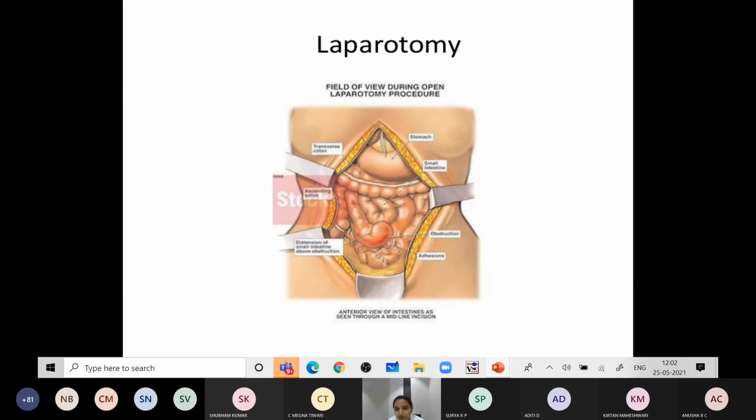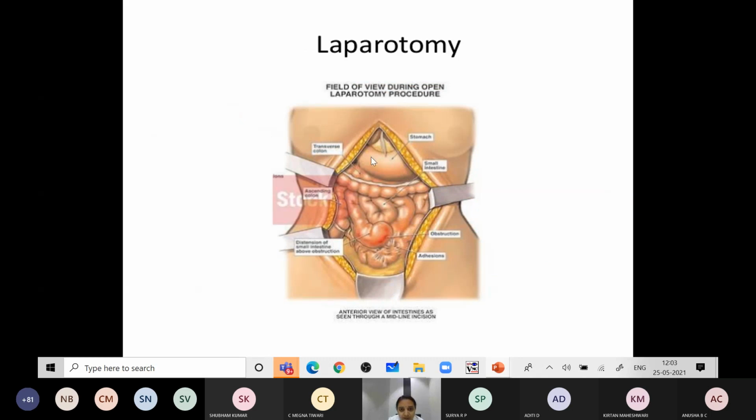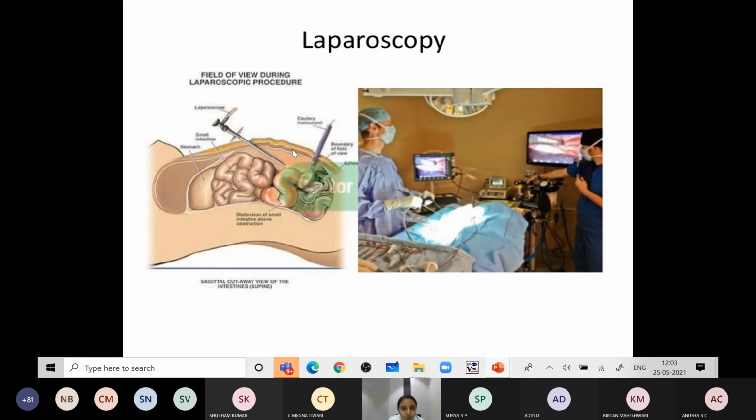Laparotomy. Laparotomy is opening the abdominal wall to treat some abdominal pathologies. That is, opening the anterior abdominal wall is laparotomy. Laparoscopy is entering into the abdomen through a scope. A small incision is put on the anterior abdominal wall to avoid larger incisions. Laparoscopy is done for cosmetic reasons.